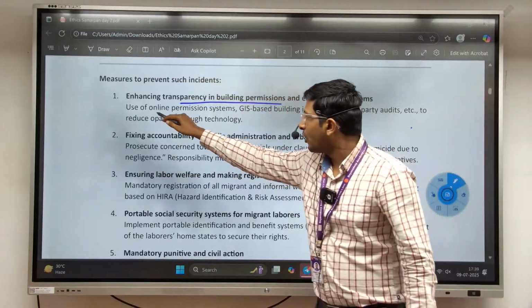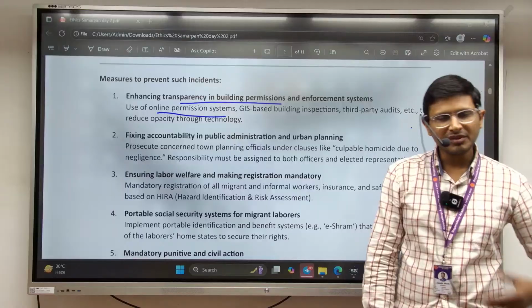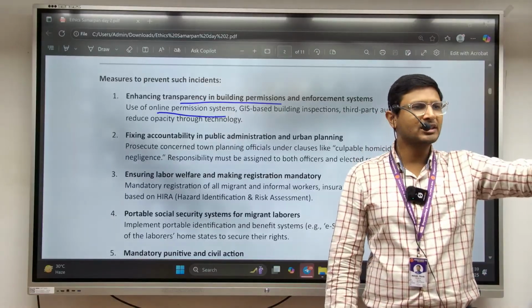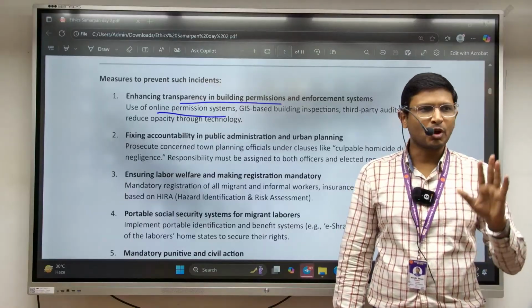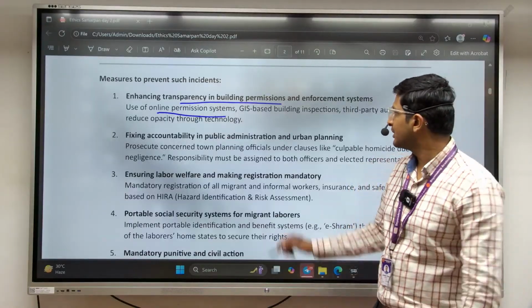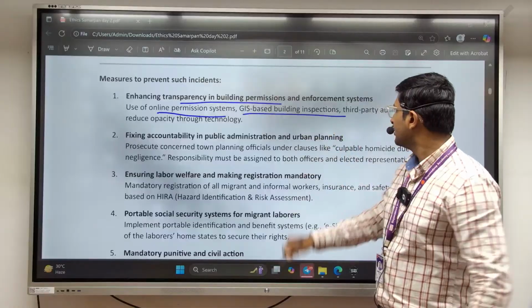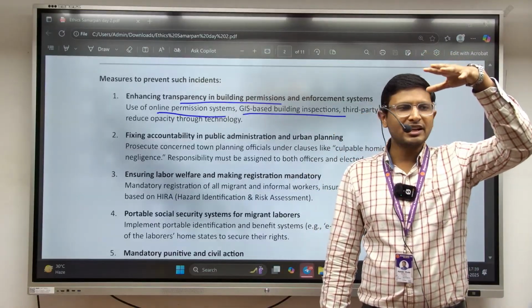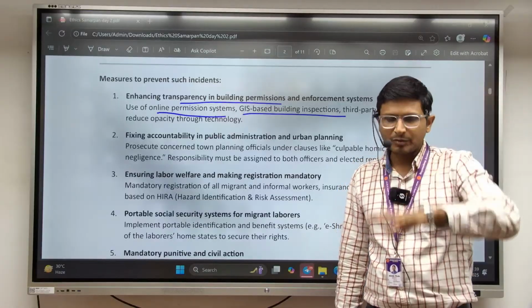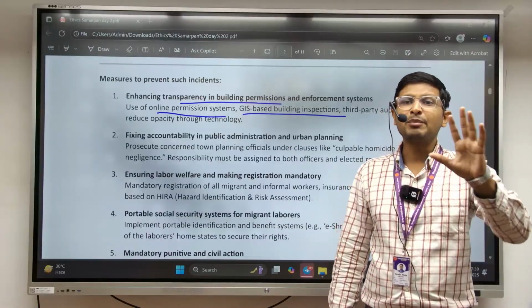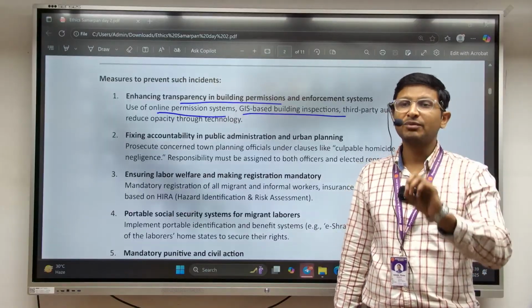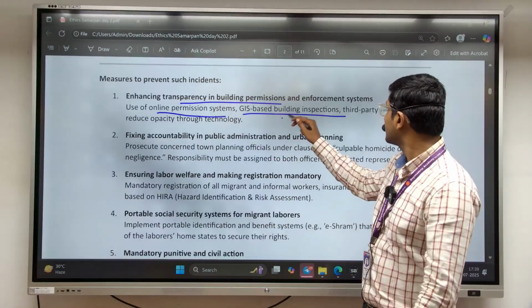For example, an online permission system. Online होगा, everything will be there. A transparent mechanism, everybody knows everything. So proper transparency, proper accountability will be there. GIS-based building inspection: use mapping, use GIS technology, satellite technology to inspect buildings, whether the work is happening properly or not, whether 3-floor permission has been given, whether it is 3 floors or not. Use the technology to do that.